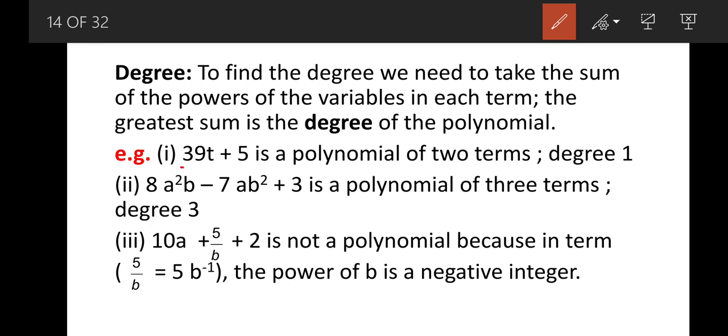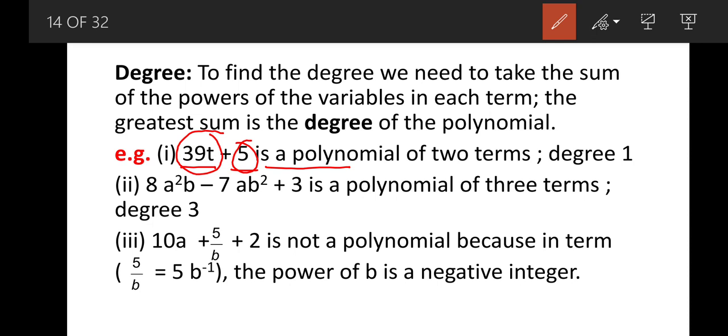This is 39t plus 5. And to find out whether an algebraic expression is a polynomial or not, we need to check the powers of the variables present in every term, and they should be non-negative integers. Here this is the term 39t, and t is the variable present in it. What is the power of t? That is 1. It is positive. And this term is a constant term. So these two terms are satisfying the condition of a polynomial. So we can say that this is a polynomial.